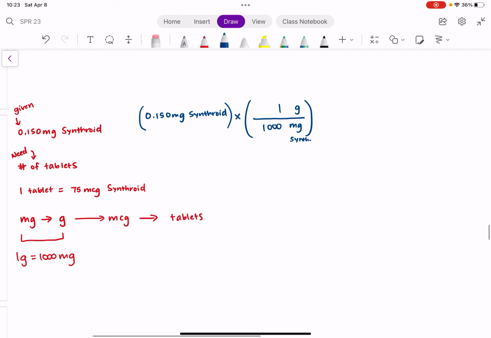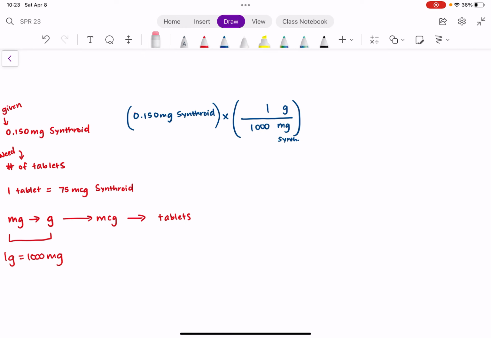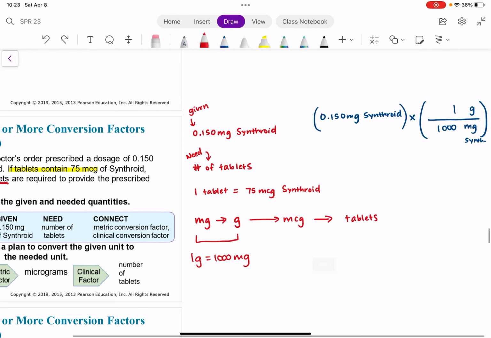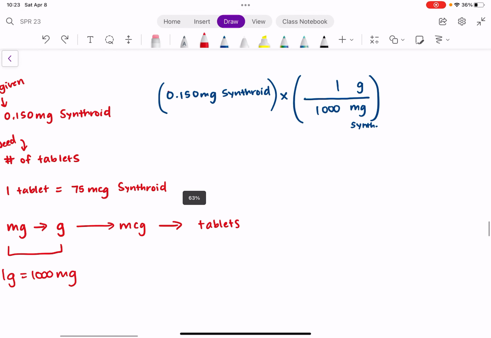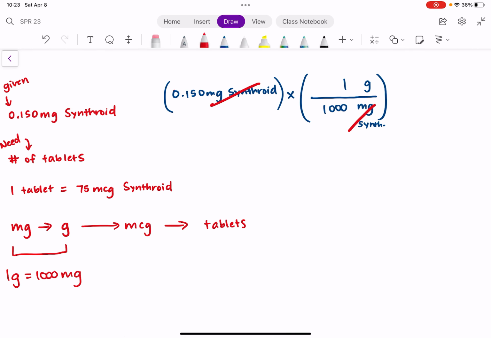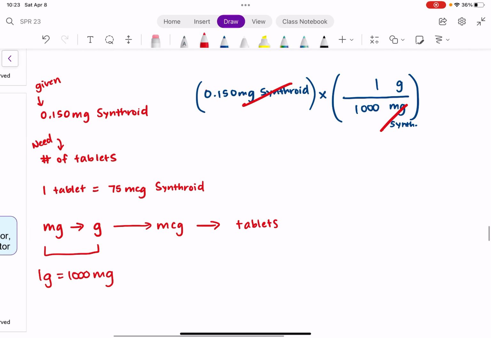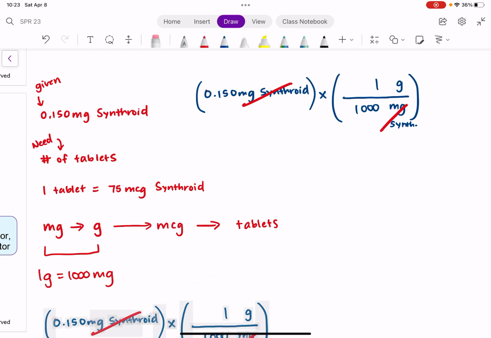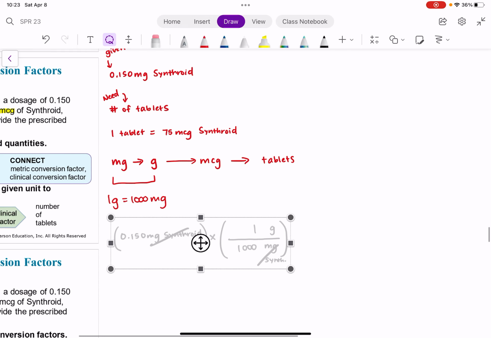All right, now we can cancel out milligrams of synthroid. Sorry, you guys, I don't know what's going on with my iPad today. There we go. Cancel out the units, right? And then we're left with grams. We don't want grams. That's not our ultimate goal. Let's actually move this down here, give ourselves a little more room.